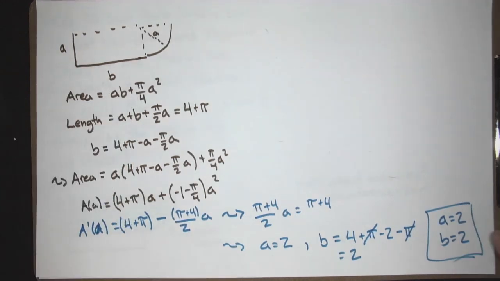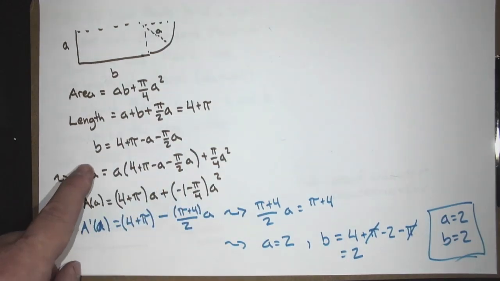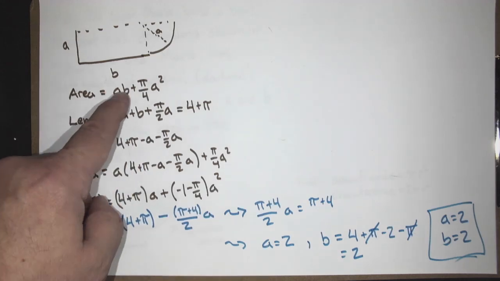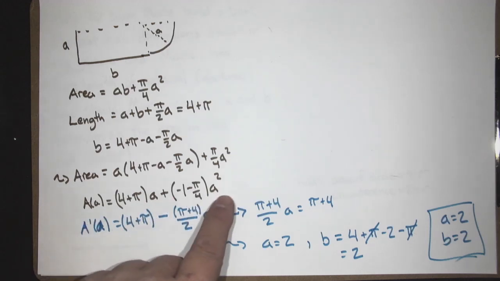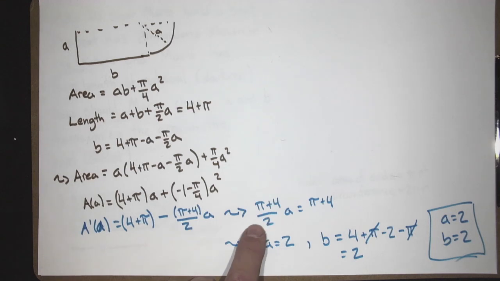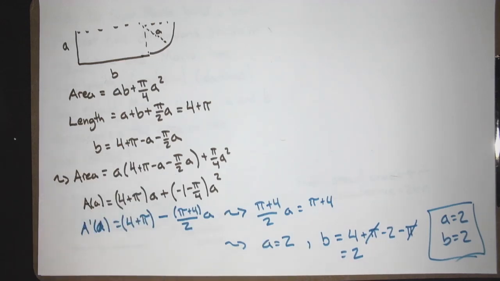Area, we talked about. Length, a plus b plus pi over 2 a is 4 plus pi, which gives us a relationship between a and b, which is kind of messy, but math can be that sometimes. So you can solve for b in terms of a, substitute what b is, and you get a single variable. Take a derivative, set it to 0. The terms with pi cancel, you end up with a equals 2. Plug a equals 2 back into b, and you get b equals 2. So a equals b equals 2. That's the ideal boat.